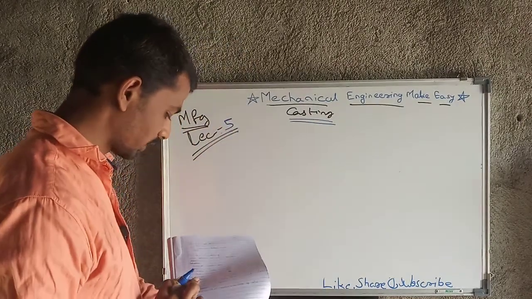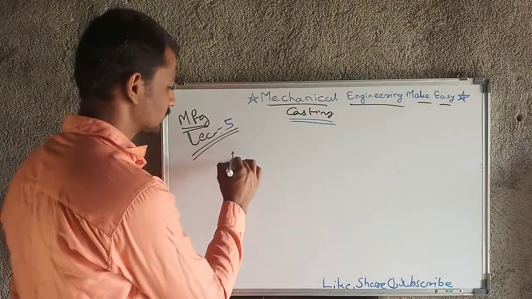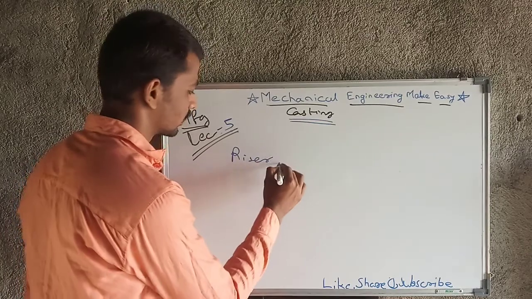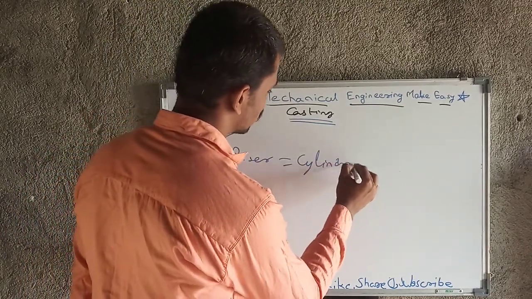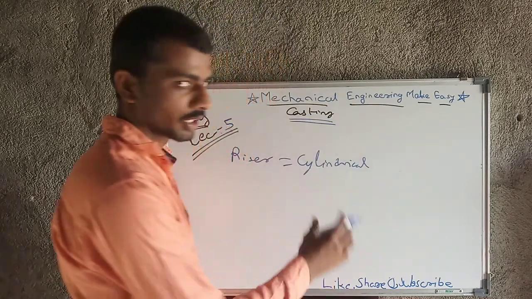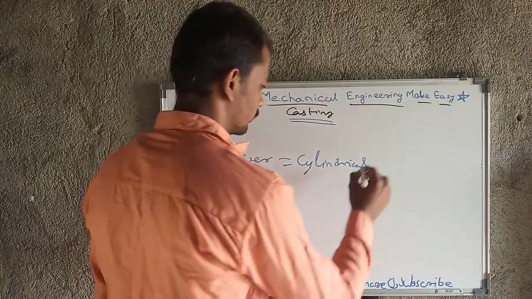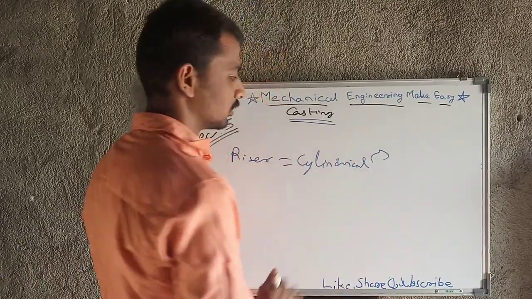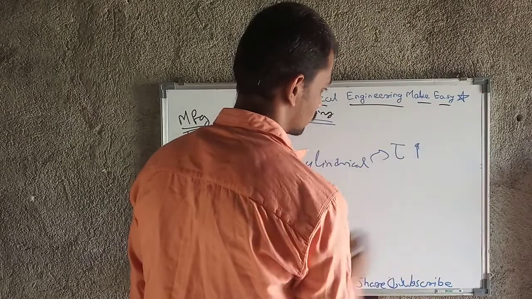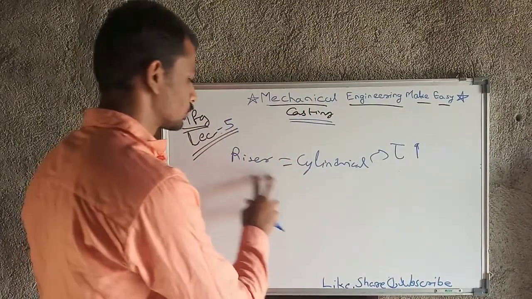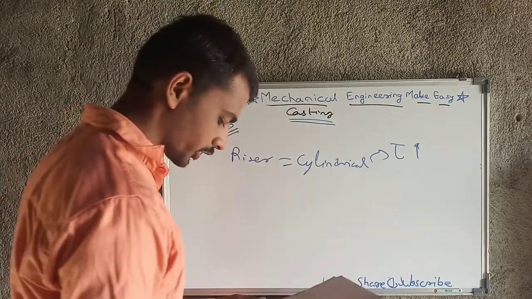Riser. Okay, why does a riser have a cylindrical shape? Generally, a riser has a cylindrical shape, and this is because of higher solidification time, because a cylindrical kind of riser has a higher solidification time. That's why we are going to use a riser in a cylindrical shape. Okay, note down this point.